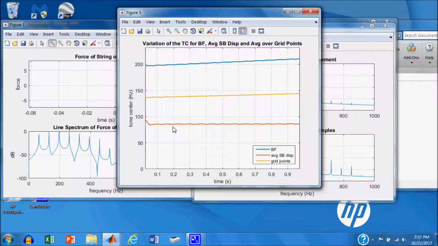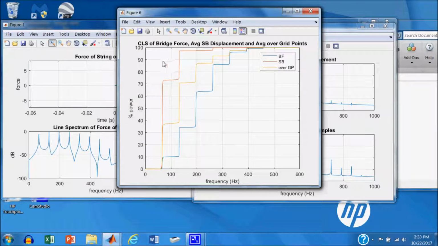Here is the average soundboard, where that's the case where I take the average soundboard displacement at every instant of time. I'm exposing myself to cancellations. It has a low frequency tone center, and then if I take the average line spectrum from all of the points of the grid, I get a number in here, which is a little bit in between. So again, this is consistent with the idea that when the wave passes from the bridge to the soundboard, there's some loss in power in the higher frequencies.